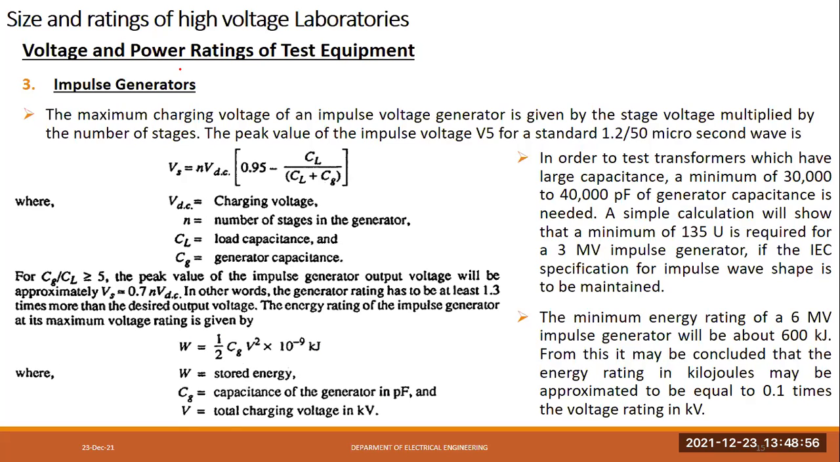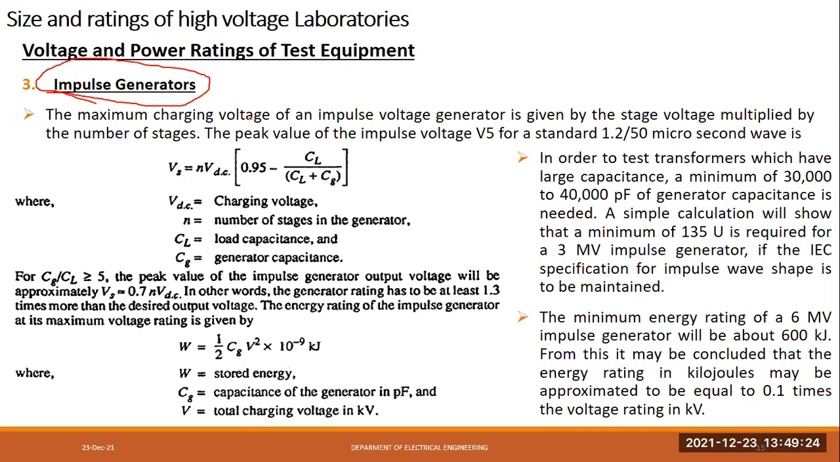Then the third case is again about the impulse generator. This part we have already covered, but for this part we will understand what it means and what kind of things we have to think about. So in case of the impulse generator, the important thing is the maximum charging voltage, for this IVG, impulse voltage generator.